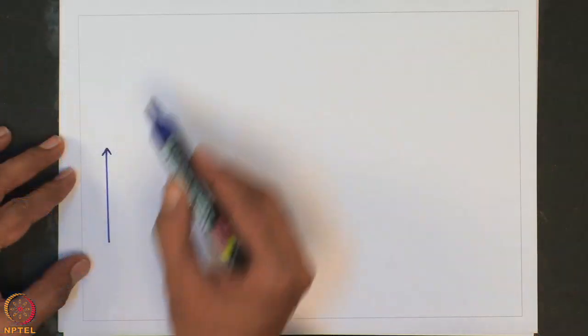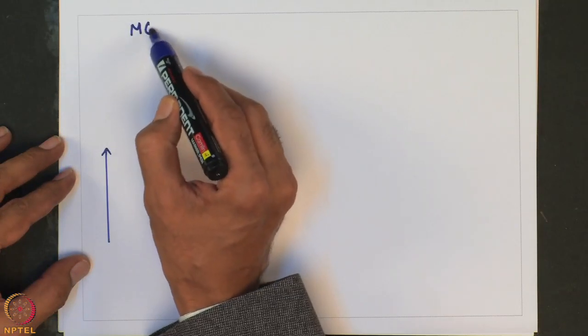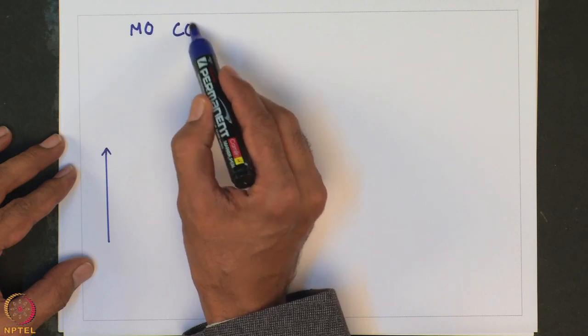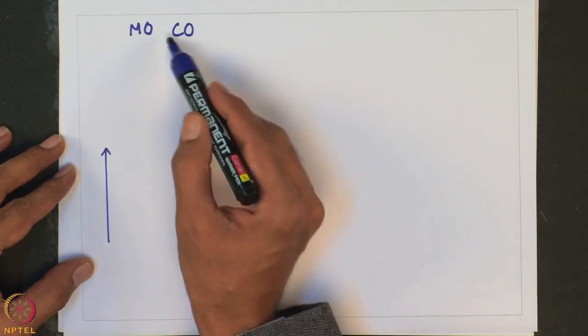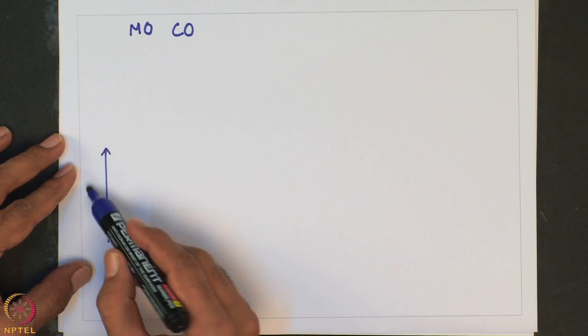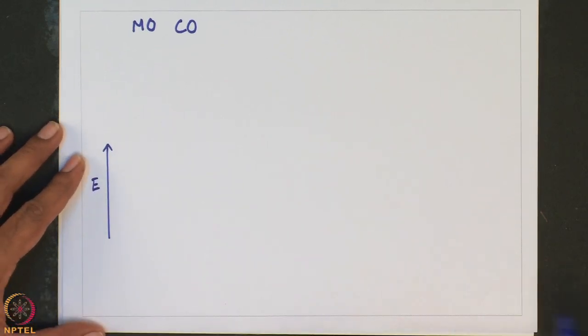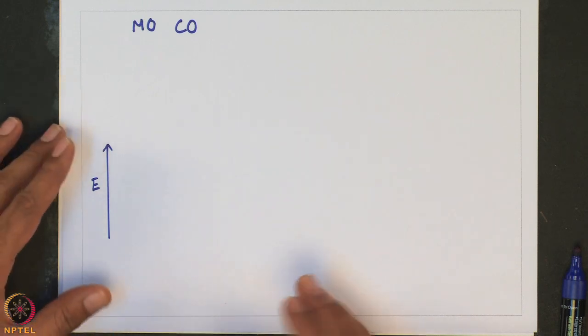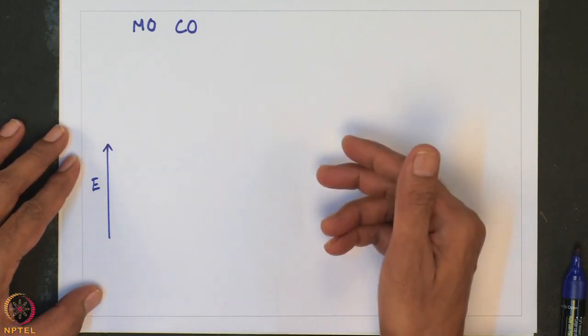Now, let us consider another important molecule such as CO. MO diagram for the CO molecule. So, here we have carbon and oxygen. Oxygen being more electronegative, both its 2s and 2p energies will be relatively lower compared to the energy of carbon's 2s and 2p. So, we have to keep that in mind always.